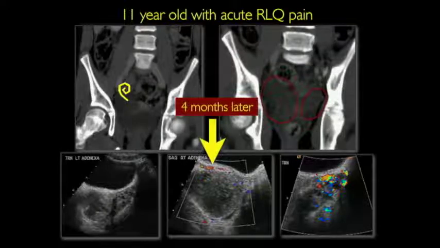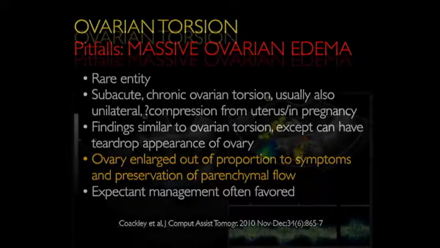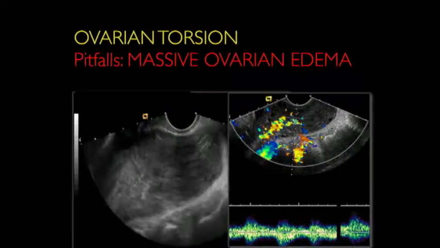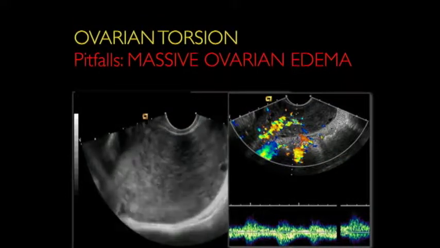So now we are looking for pitfall cases or very unusual cases. So this is massive ovarian edema. Basically, it's a rare entity, but it's important to keep this in the back of your mind. If the ovaries are enlarged out of proportion to symptoms and there is preservation of parenchymal flow, those patients don't really have pain. So basically, the ultrasound findings and MR imaging findings can be very similar to ovarian torsion.